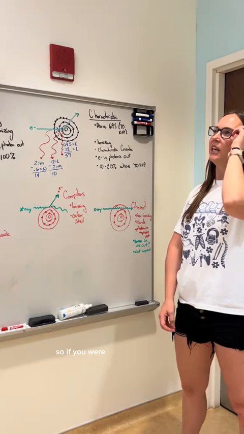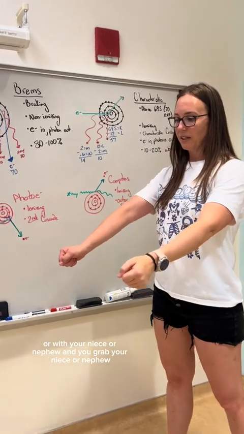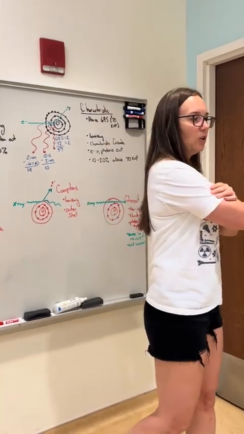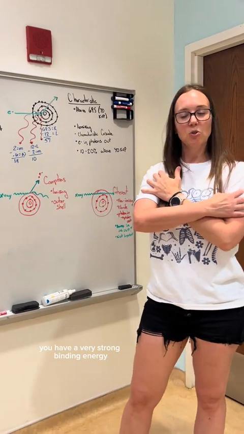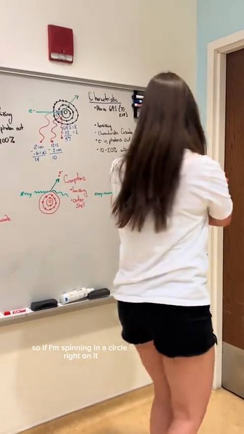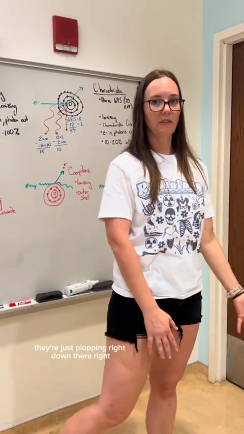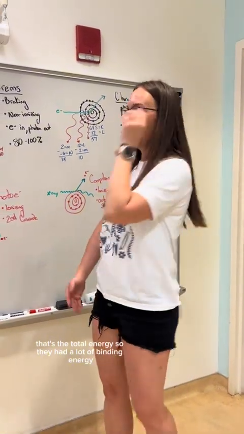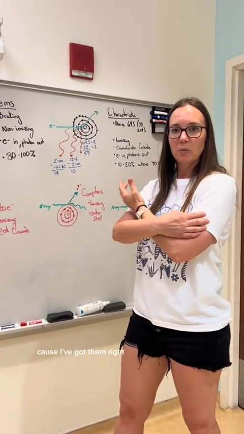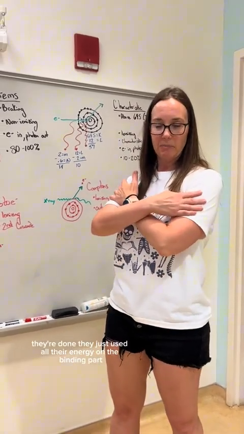So if you guys have ever been to like the playground or something, or with your niece or nephew, and you grab your niece or nephew and you give them a big hug and you spin around in a circle, right? You're keeping them very close to you. You have a very strong binding energy. What you don't have is a lot of total energy. So if I'm spinning in a circle, right? If I were to accidentally let go of my niece or nephew, they're just plopping right down there, right? That's the total energy. So they had a lot of binding energy. I can't have somebody come running in and stealing the kid because I've got them, right? But total energy, plop, they're done. They just have used all their energy on the binding part.